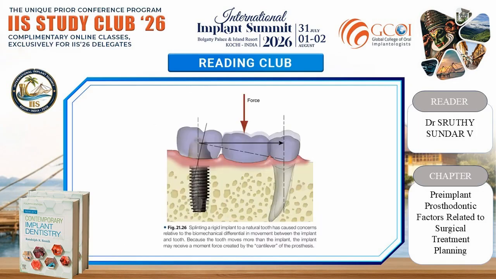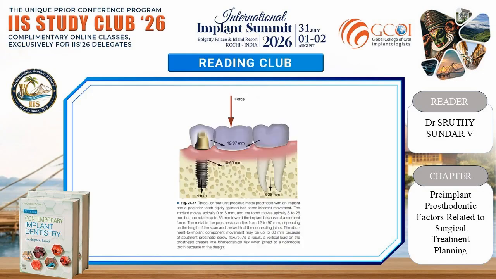Splinting a rigid implant to a natural tooth has caused concerns relative to the biomechanical differential in movement between the implant and tooth. Because the tooth moves more, the implant may receive a moment force created by the cantilever of the prosthesis. A 3 or 4 unit precious metal prosthesis with an implant and a posterior tooth rigidly splinted has some inherent movement. The implant moves apically 0 to 5 µm and the tooth moves apically 8 to 28 µm but can rotate up to 75 µm towards the implant because of a moment force.